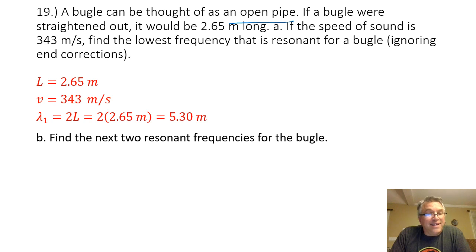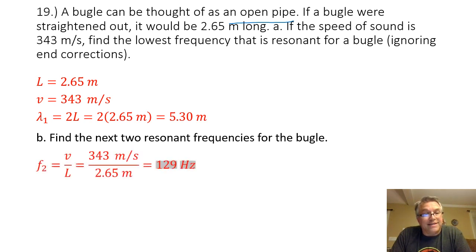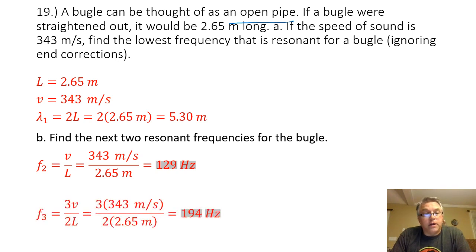So to find the frequency of our second harmonic, I know that is equal to the velocity divided by the length of the pipe. So 343 meters per second divided by 2.65 meters will give me a frequency of 129 hertz.